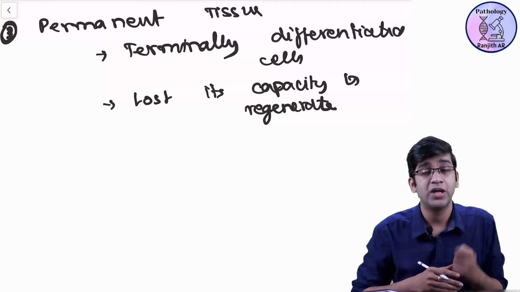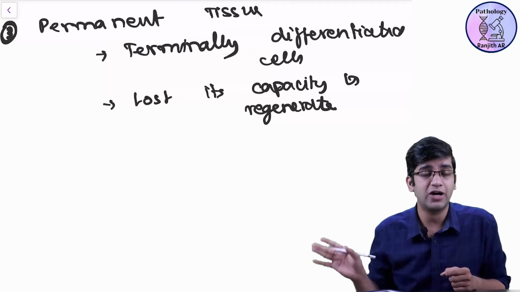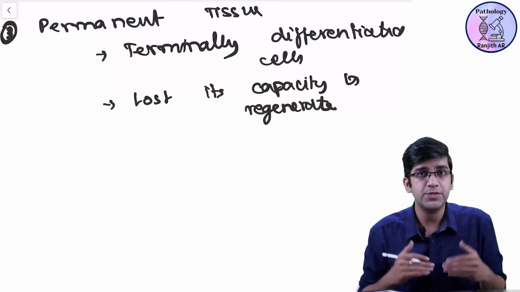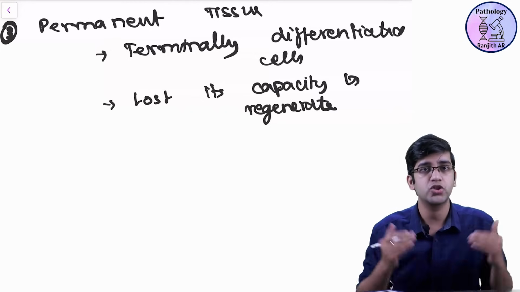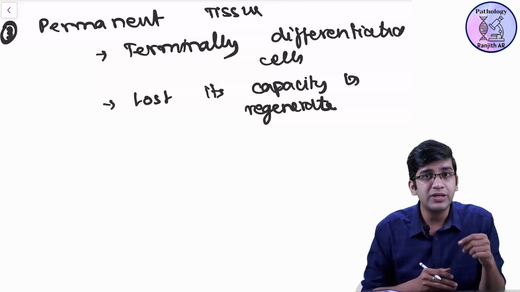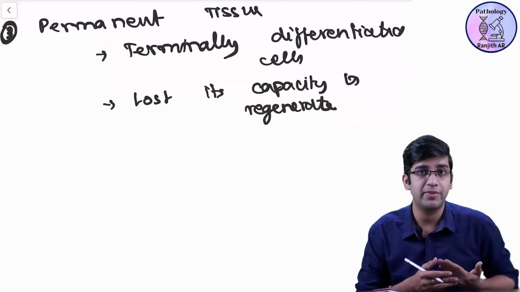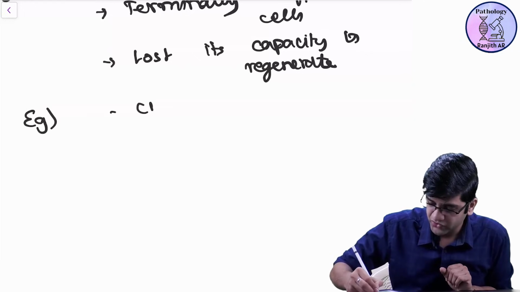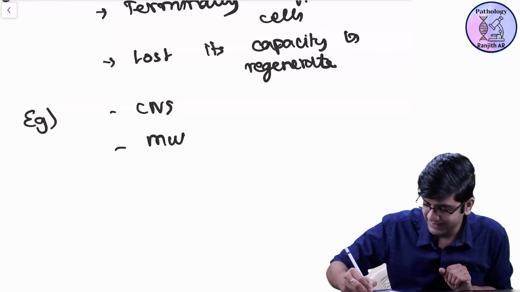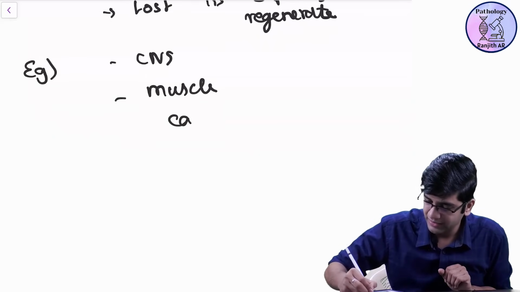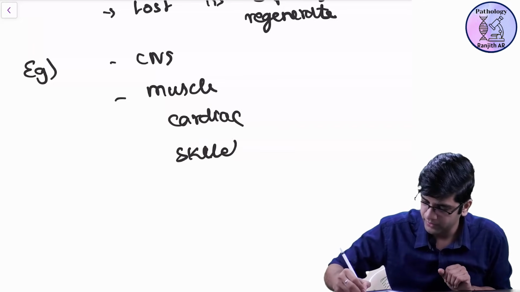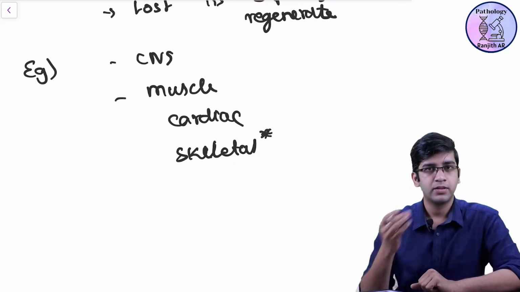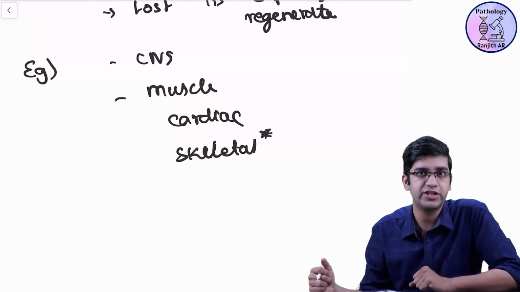Perfect, fibrous tissue. In other words, when all these organs undergo damage, the replacement will be by fibrosis or scar formation. I don't have an option to regenerate to my maximum effect. They can't do it, right? So examples of permanently divided tissue are CNS and muscle, cardiac muscle and skeletal muscle. Here also put a star mark. I'll tell why. These are all permanently divided or terminally differentiated cells.